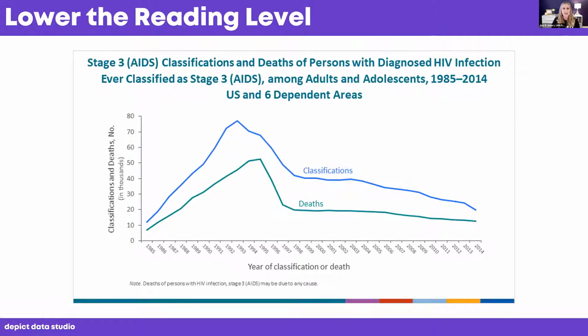Stage 3, AIDS, classifications and deaths of persons with diagnosed HIV infection ever classified as stage 3 AIDS among adults and adolescents, 1985 to 2014, US and 6 dependent areas. Oh my goodness. Mark, I love your idea. HIV infections. Yeah, that's what it's about.